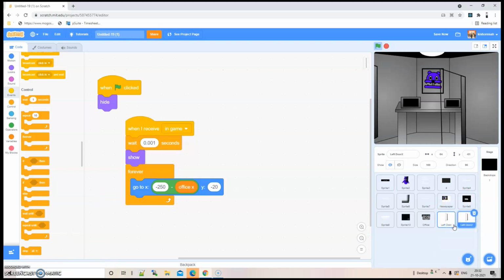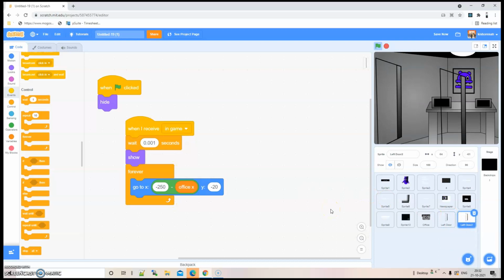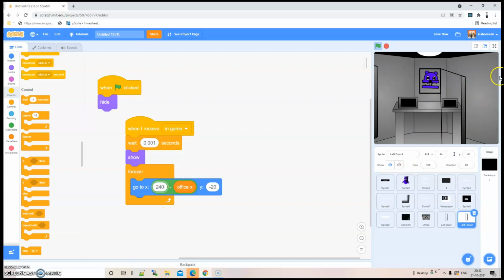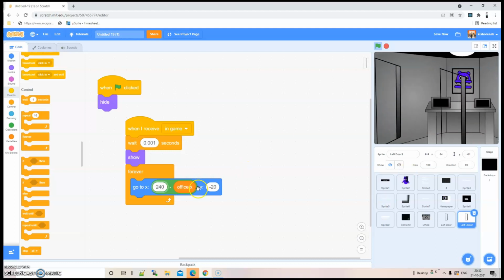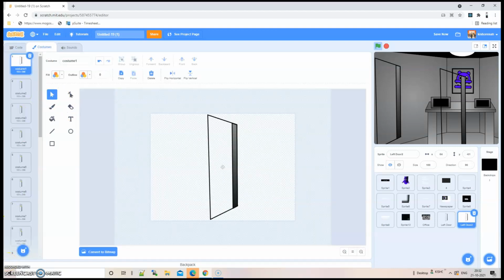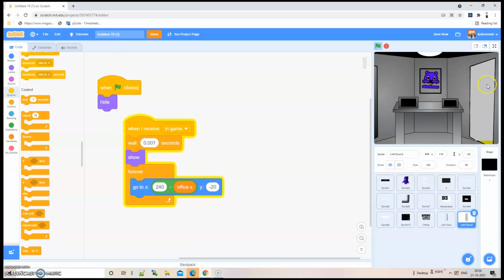Do we get this? And -240. No, 240. And -20. No, 20. -20. Okay, this one is right.